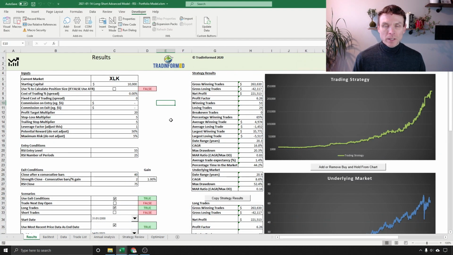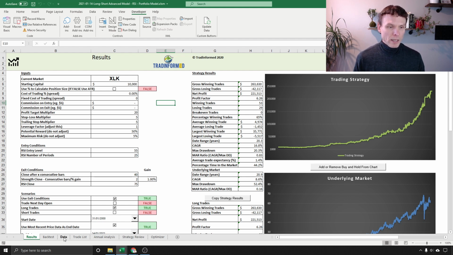On the screen at the moment is a TradeInform backtest model. Now this is an Excel-based backtesting system that you can use to backtest your trading strategies and apply quantitative techniques to improve your trading. And if you think about it, that means you can develop new strategies. You can improve the results for your existing strategies. You can test different settings, different stops, different targets in a safe and easy to use environment.